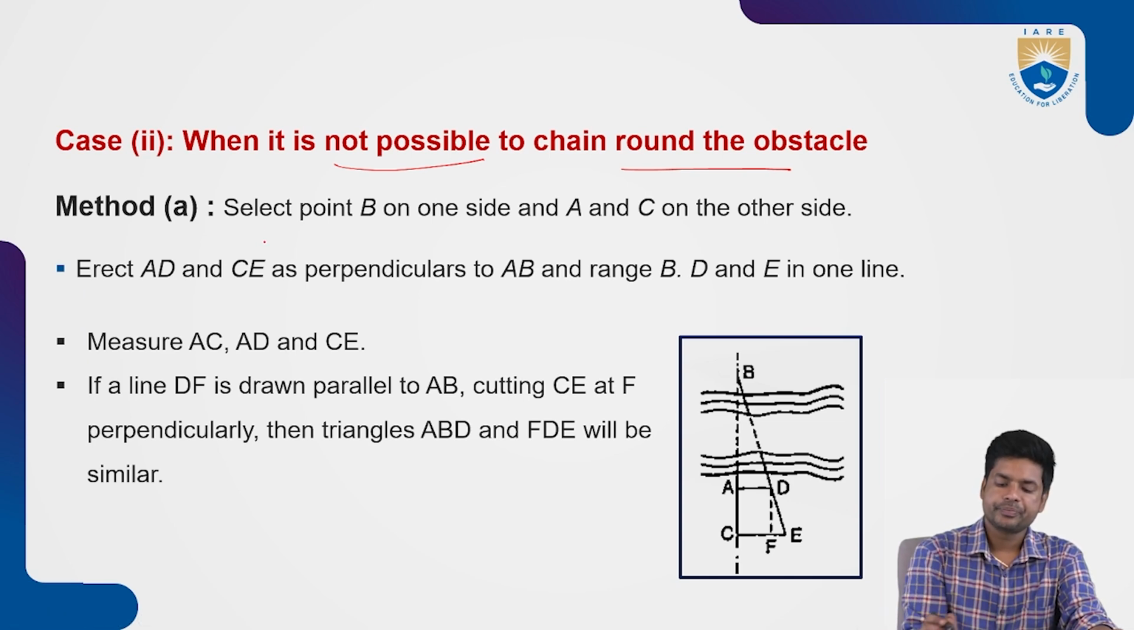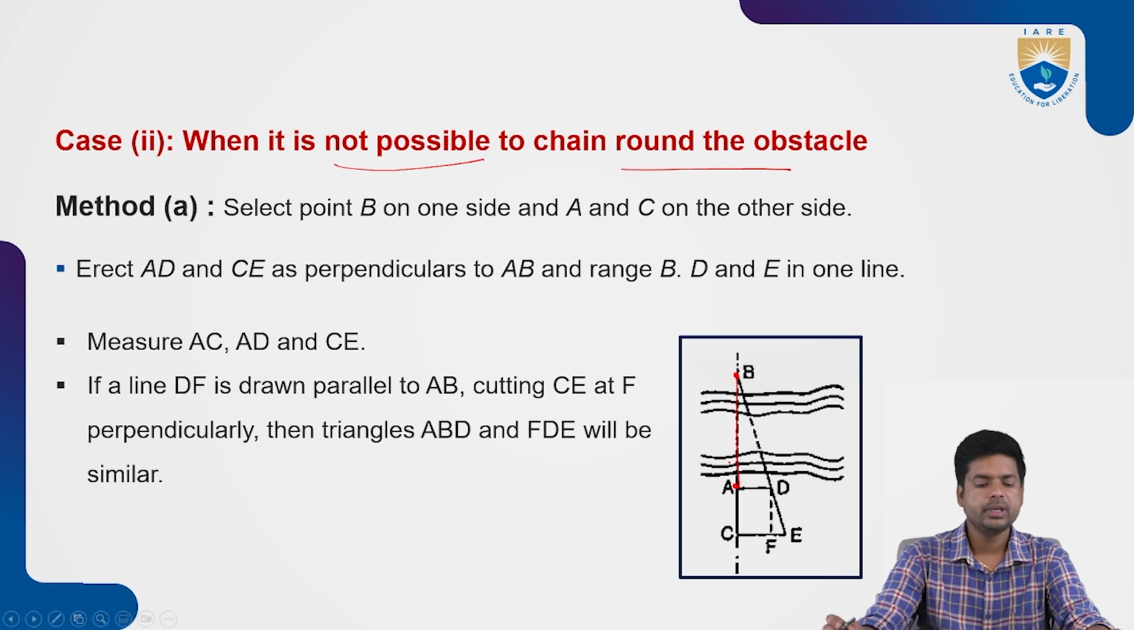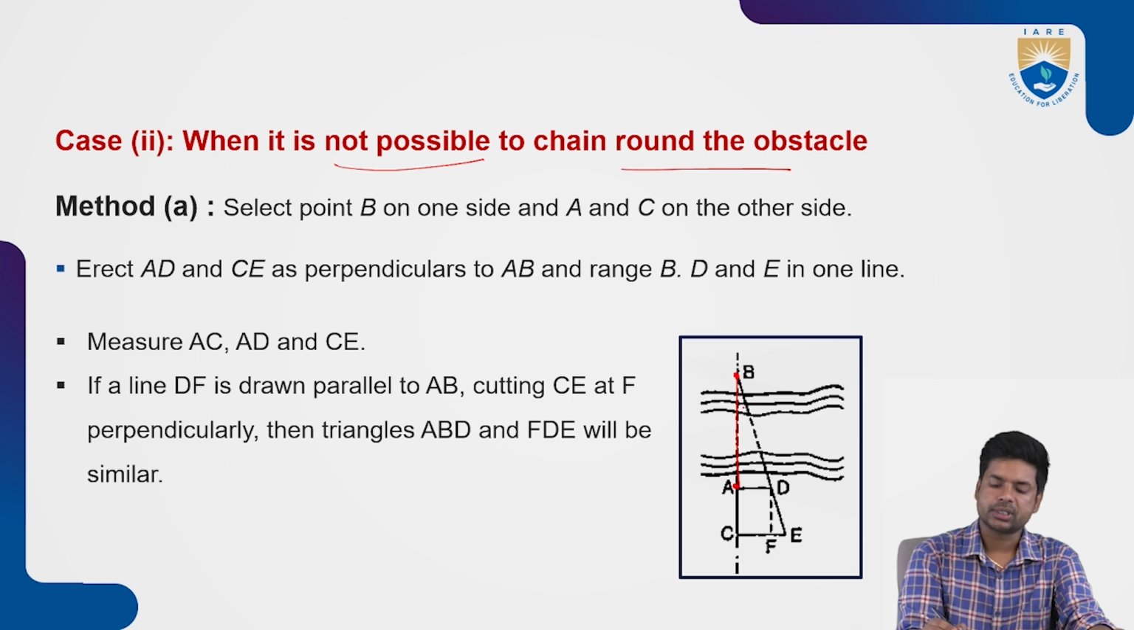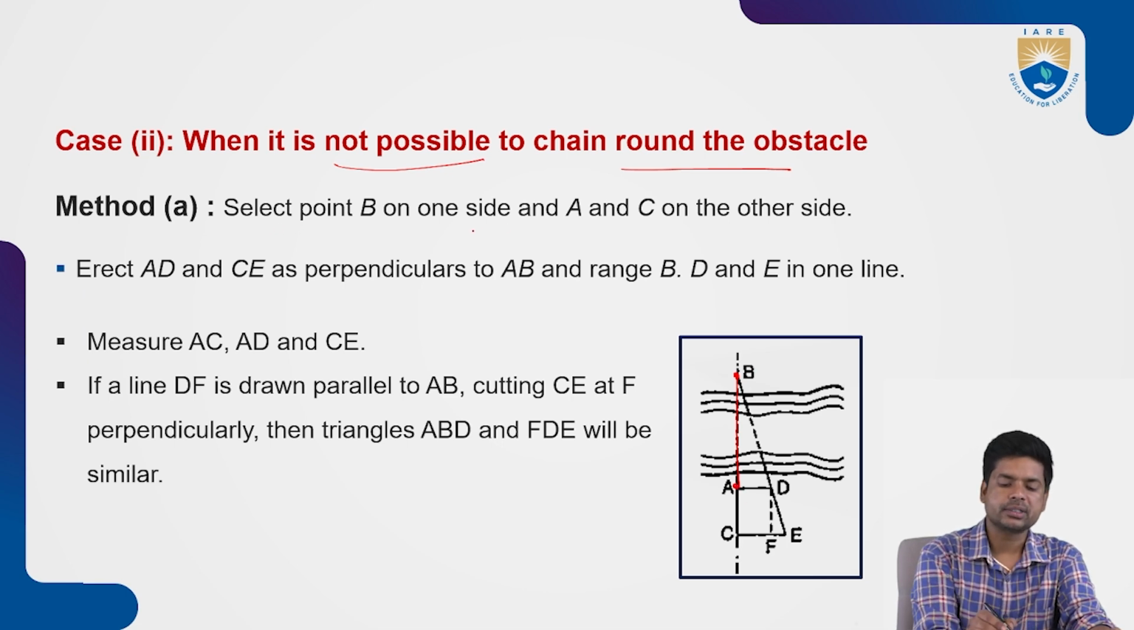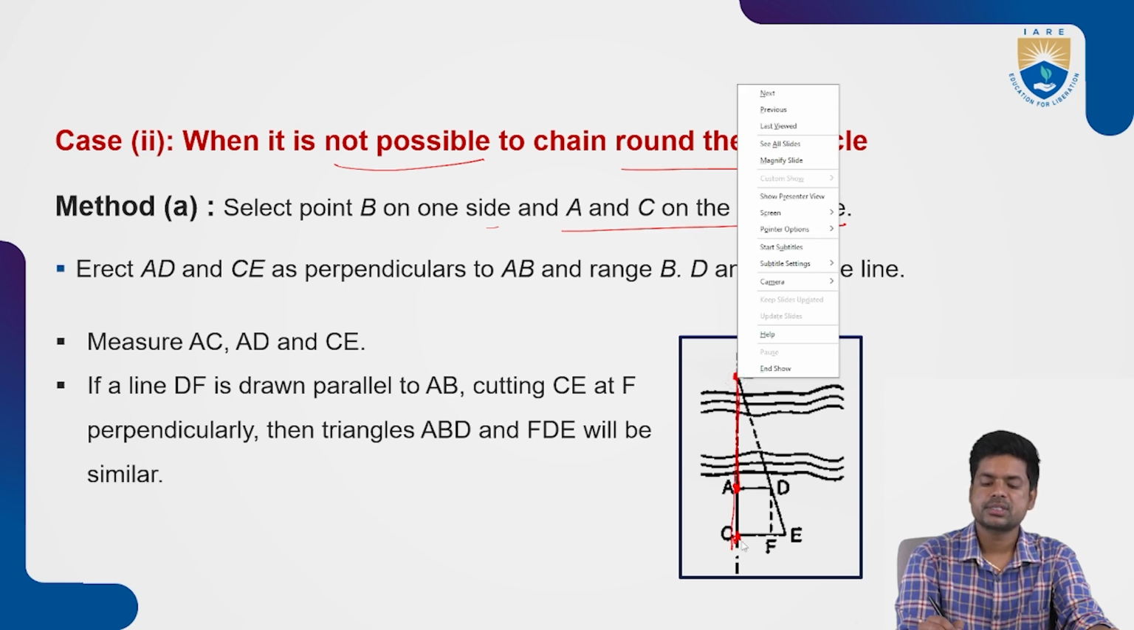First one, here I want to measure the distance between point A and point B. This distance I want to measure. Now to measure the distance of this particular length AB, select point B on one side, and here I am selecting one point, that is B, and A and C on the other side. Now I am selecting two more points, that is A and that is C, on another side. While locating these 2 points, they should be in line with the point B. These three should be in the same line.